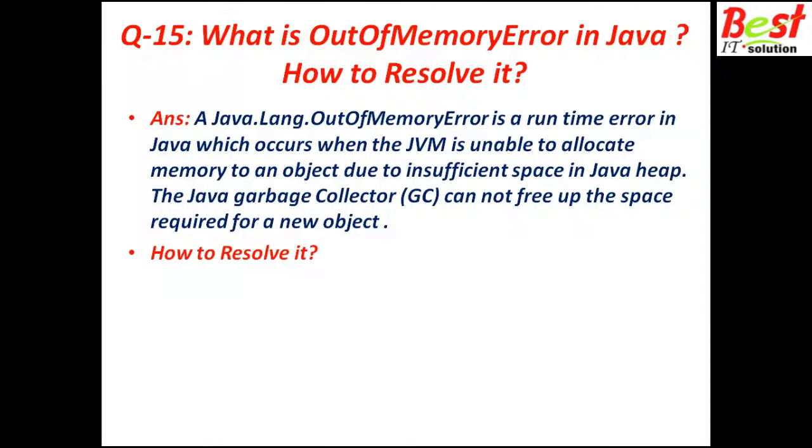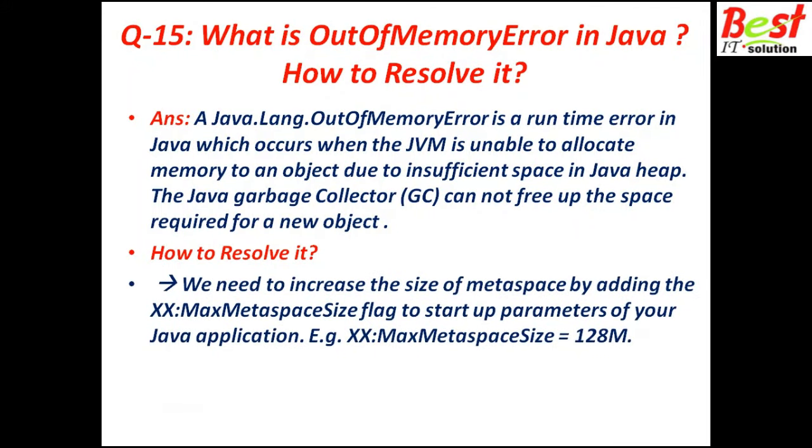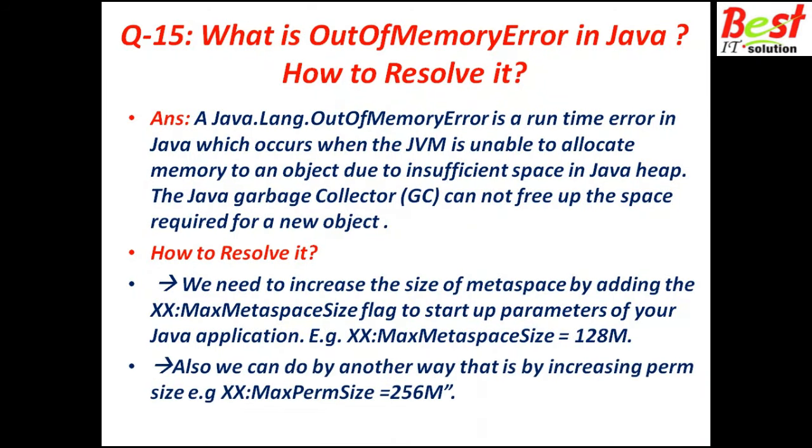So how can we resolve this error? We can resolve it in two ways. We need to increase the size of the metaspace by adding parameters like the -XX:MaxMetaspaceSize flag to the start parameters of your Java application, for example 128 MB, or we can increase it to 256 MB or any size according to our requirement. Another way is by increasing the permgen size, that is -XX:MaxPermSize=256m. In these two ways there is a chance of resolving this error.